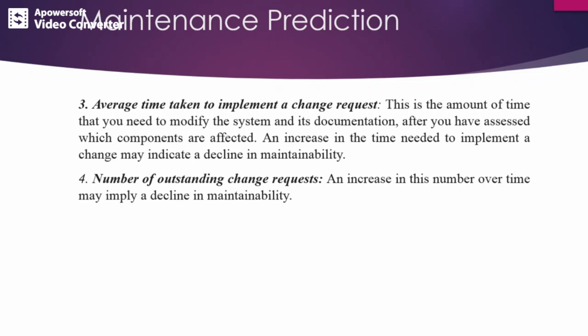If the time is very high, then there is no use of maintaining such a system. So I can give a decline for the maintainability. Fourth one, number of outstanding change requests. An increase in this number over time also will indicate a decline in maintainability.